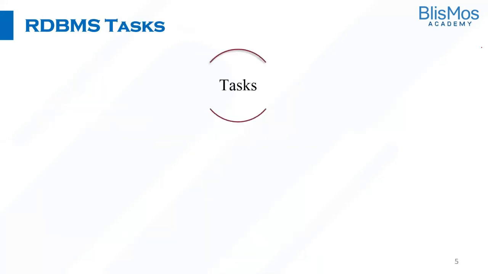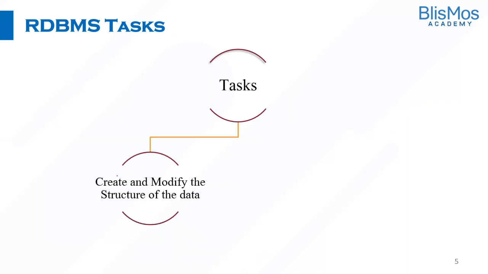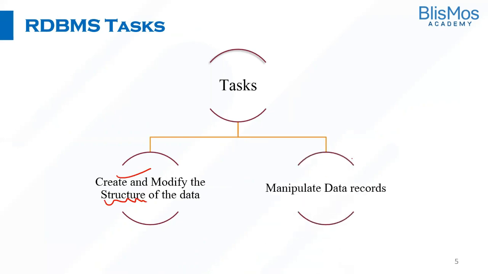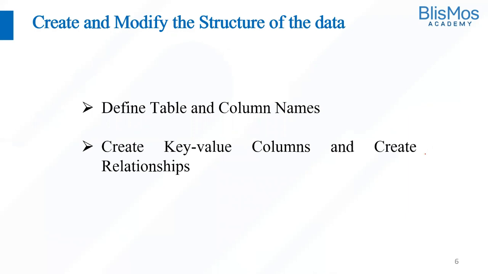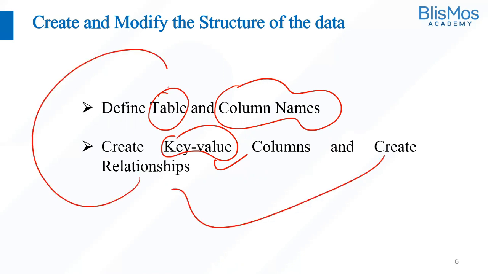RDBMS has two important tasks at a high level. First being, create and modify the structure of the data. The second one being, manipulate the data records. When we say create and modify the structure of the data, what exactly are we doing there? We are defining the table and column names. We create the key values for the columns. With that, we'll be able to create the relationships between the tables.